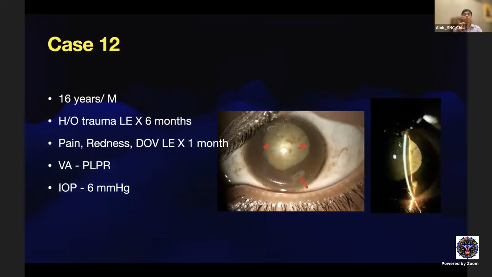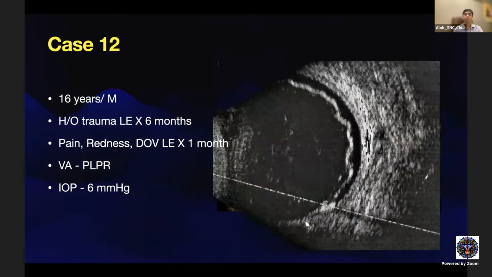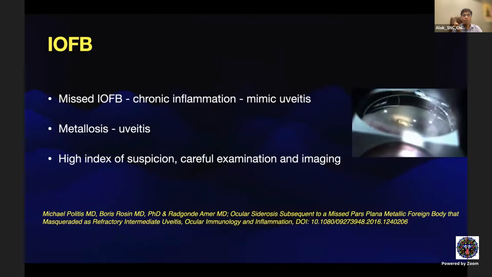So this gave us a clue, because he gave history of trauma and there was a hole, that he may be dealing with an intraocular foreign body, which may present at times with a chronic uveitis-like picture. And when we did B scan, he had a retinal detachment, and there was a presence of a retained intraocular foreign body. Now, sometimes intraocular foreign body may be missed and may lead to inflammation and mimic uveitis.